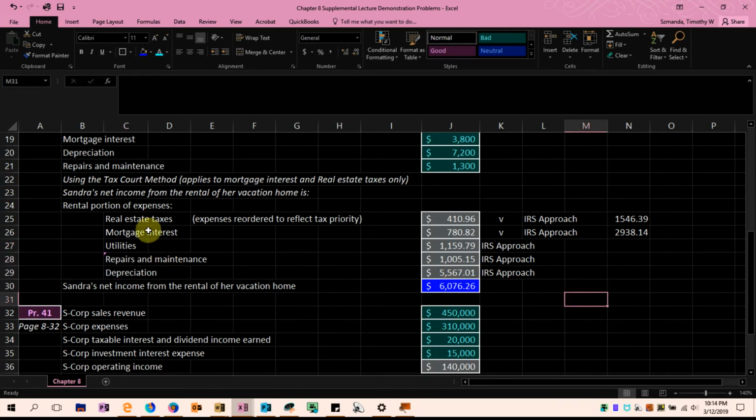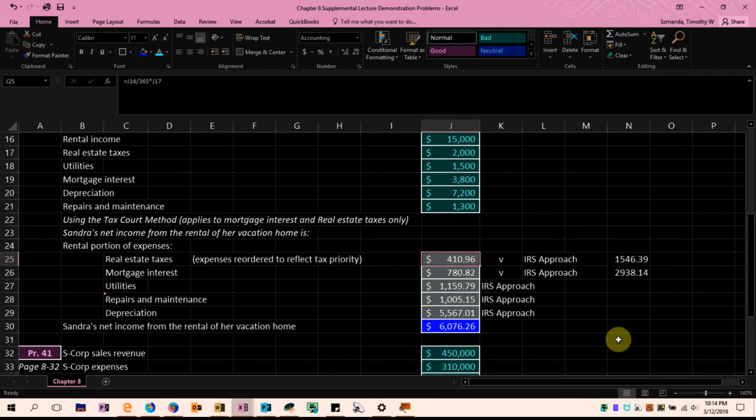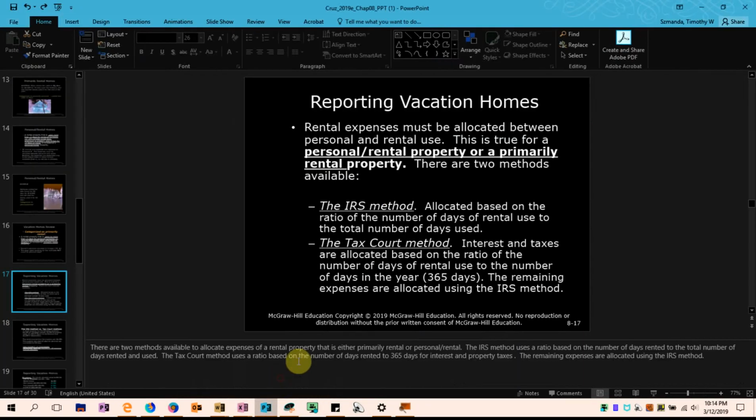And by the way, is it possible to use the IRS approach for these 6 costs as well, like I demonstrated here? And the answer is yes, absolutely. So I could have used the IRS approach for all of these allocated expenses. But the problem asks us to use the tax court approach for the real estate and mortgage. And that requires a denominator of 365. So 75 into 365 times the expense. I hope that makes that a little bit more clear on how to allocate using the tax court method and the IRS method, excuse me. And that's what they're discussing here.